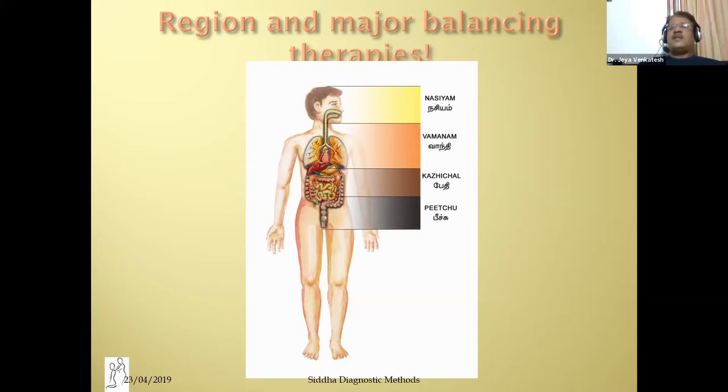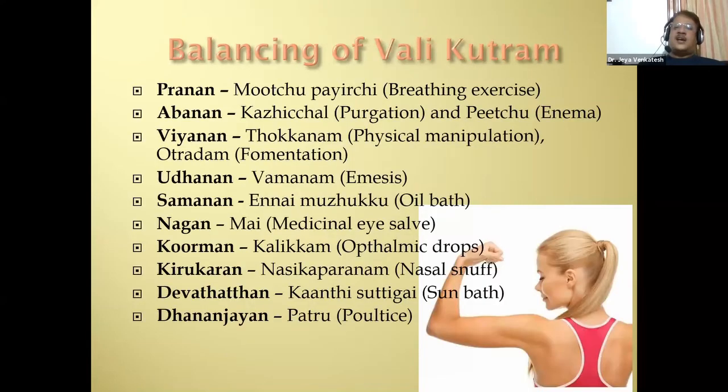In Vadam, there are 10 subdivisions or branches of Vadam, called Pranan. In Tamil, it is Muchikal. Abanan, Kilnokakal, Vyanan, Udanan, Samanan, Nagan, Kurman, Kirigaran, Devadathan, and Dhananjayan.